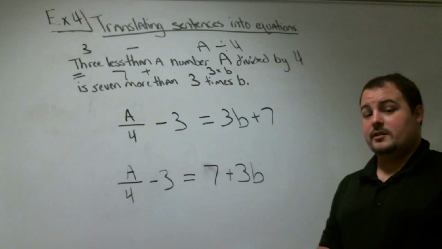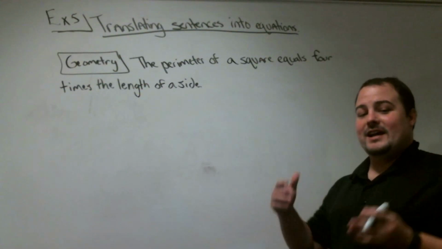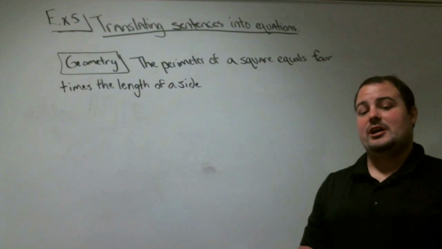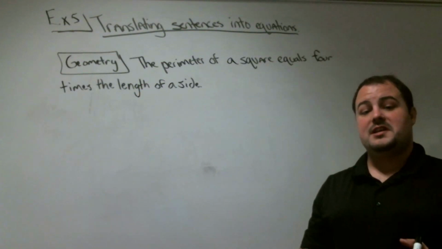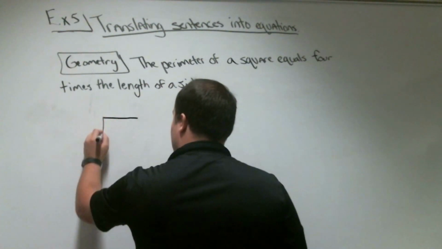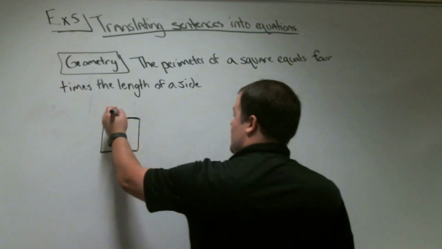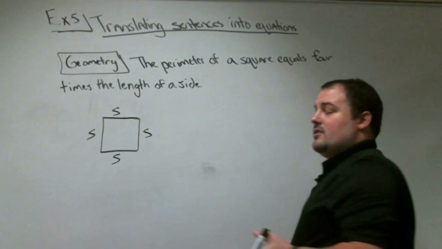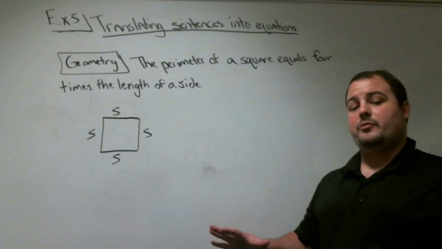Let's move on to some formulas. We can still translate sentences into equations, even looking at actual formulas that we have in mathematics. So here's a formula about geometry. It says the perimeter of a square equals 4 times the length of a side. That's because if I had a square, we know that the perimeter is when we take all of the sides and add them together. So side, side, side, side. When we add all 4 sides together, we'll get the perimeter.